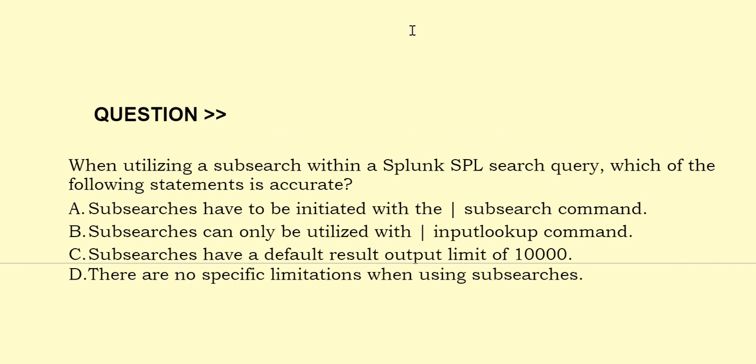When utilizing a sub-search within a Splunk SPL search query, which of the following statements is accurate? Option A. Sub-searches have to be initiated with the sub-search command. Option B. Sub-searches can only be utilized with the input lookup command. Option C. Sub-searches have a default result output limit of 10,000. Option D. There is no specific limitations when using sub-searches.